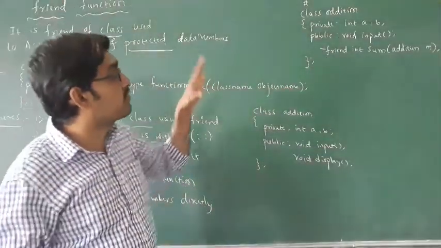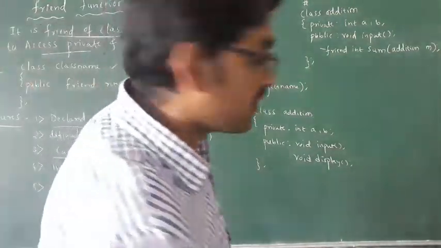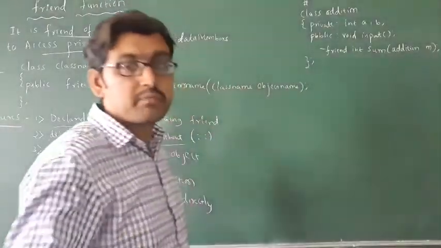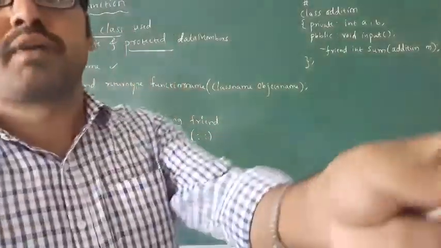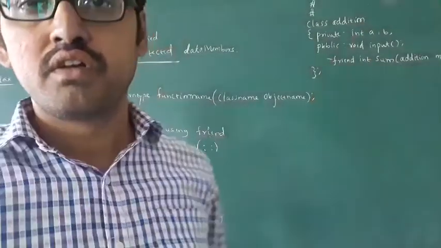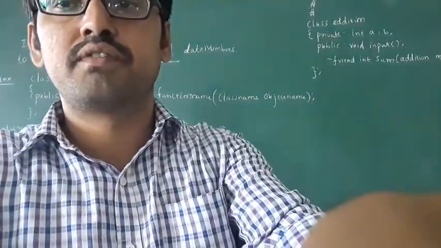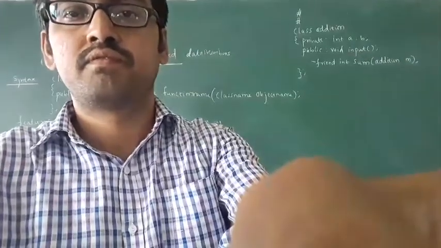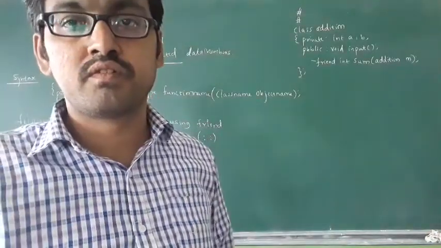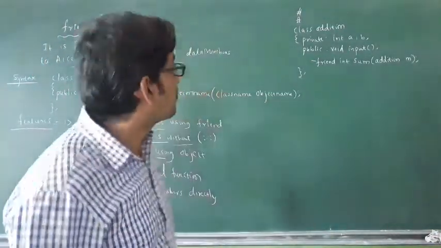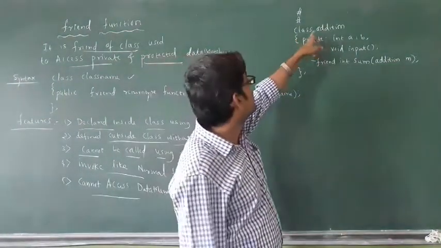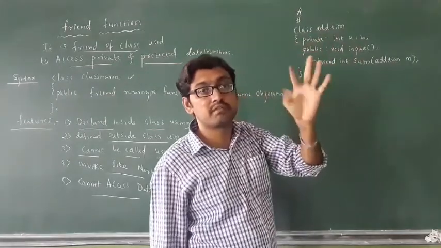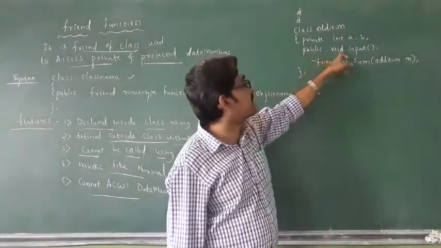Now I am writing one program, then you can understand how to write. I am writing a program for addition of two numbers. It needs one class, addition. In private I have written int a, b, for addition of two numbers a plus b. Then in the public section I am taking input.